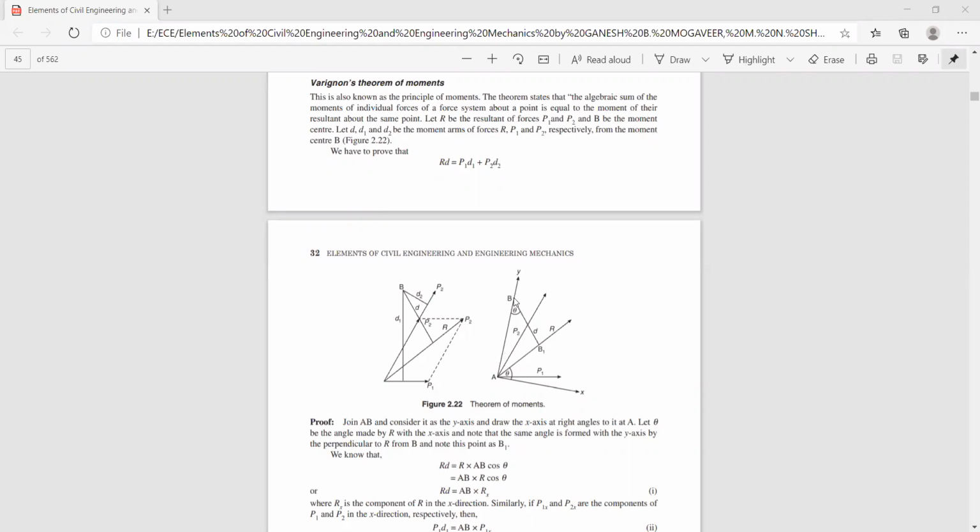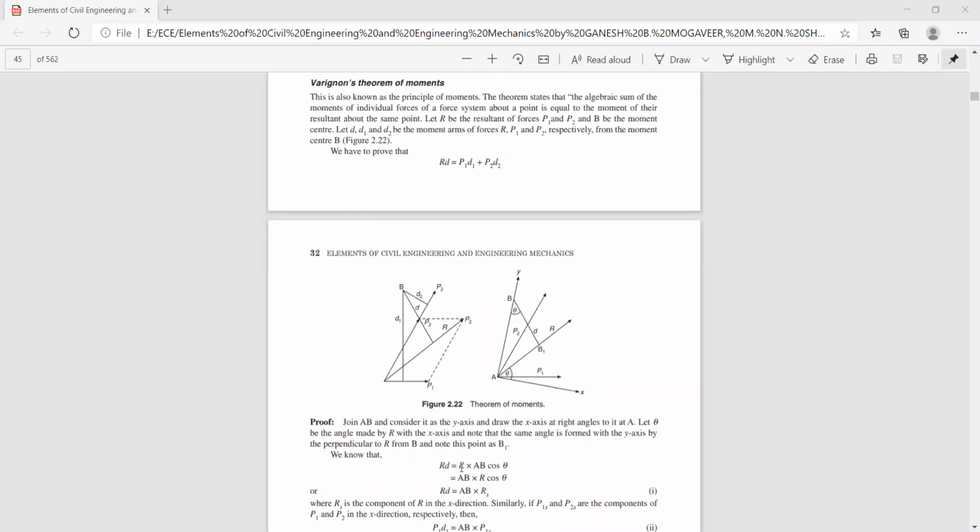Now we know that R into D is the moment of the resultant about point B. R into D is equal to R into D, where D is the perpendicular distance. Now if you consider the triangle ABB1, this side BB1 is nothing but your D. This is AB cos theta, correct? In this triangle, this is the adjacent side, this is the opposite side, and this is the hypotenuse. Obviously D can be replaced as AB cos theta.